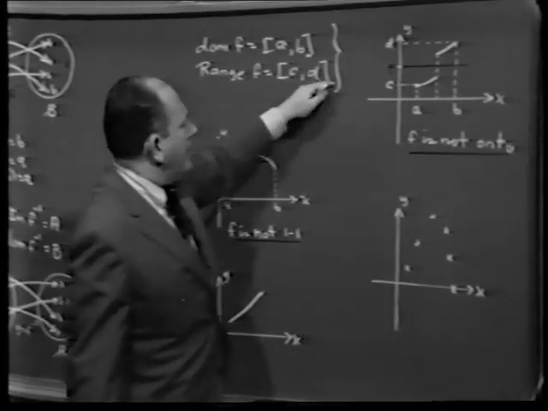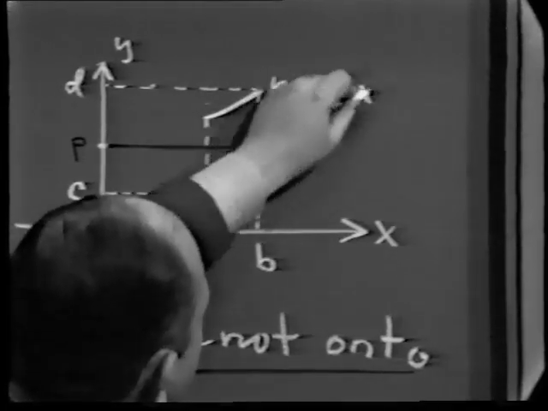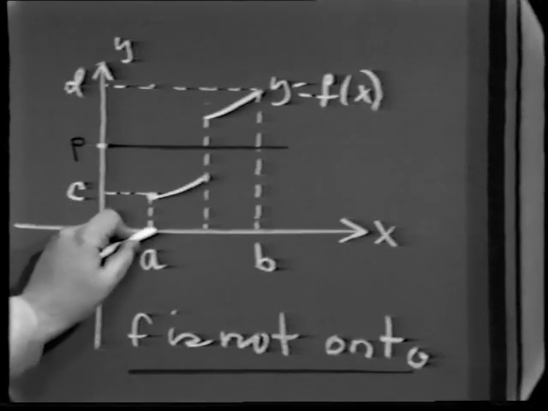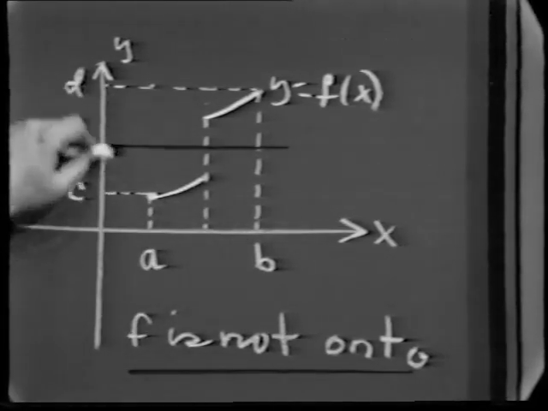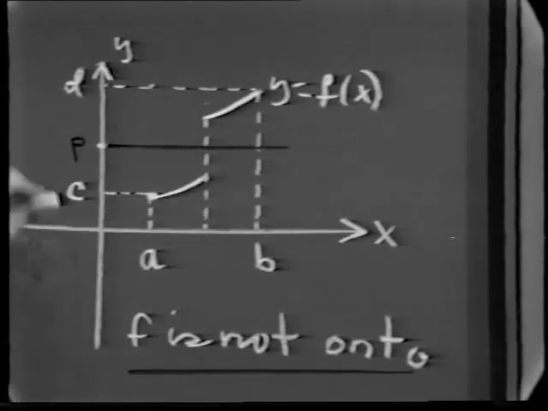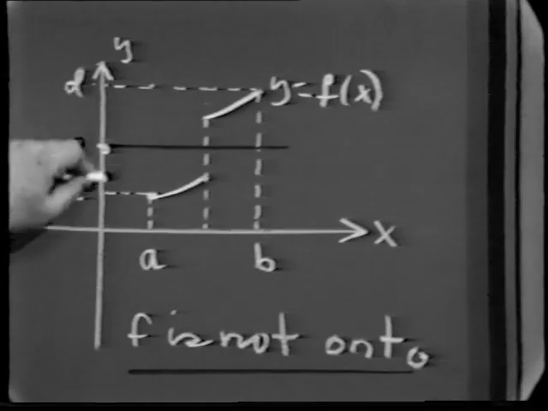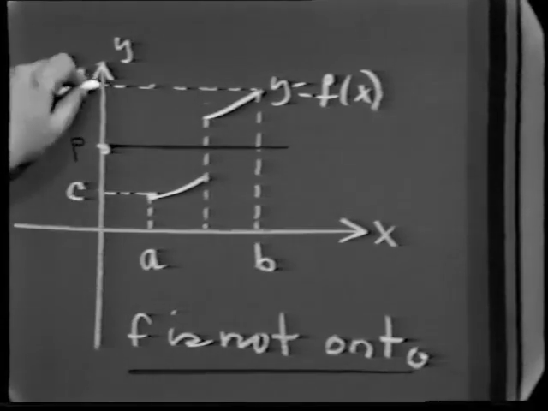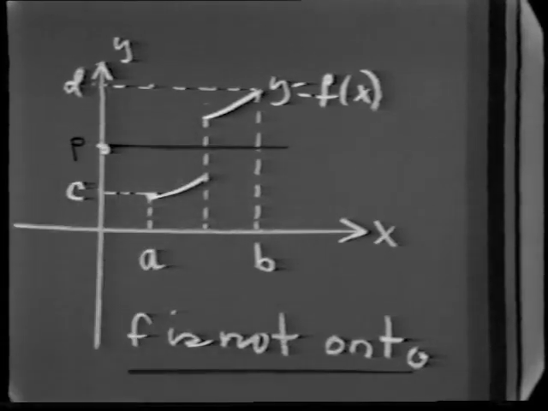Well, the first thing I'd like to point out is that if the graph y equals f of x looks something like this, notice that the domain is from a to b, the image is from c to d. Notice the fact that we have a break in the curve over here tells us that our function is not onto. Namely, given this number p, which is in our image between c and d, there is no element of the domain that maps into p.